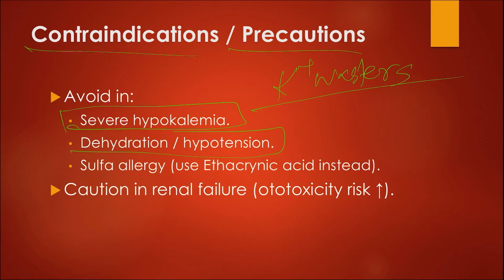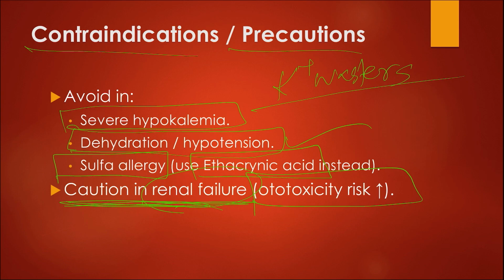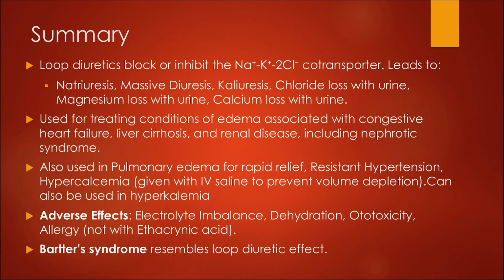If a patient is dehydrated, or if he is hypotensive, then again they are avoided. If a patient has sulfa allergy, all the loop diuretics are contraindicated except ethacrynic acid. In case of renal failure, they should be prescribed very cautiously, because renal failure increases the risk of ototoxicity.